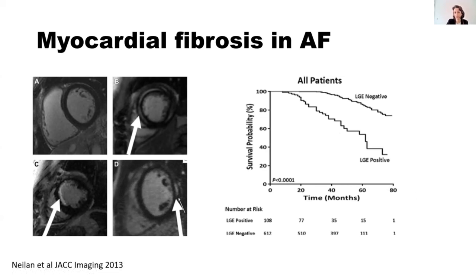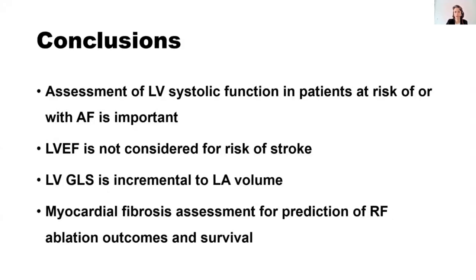So it is important as well to understand what are the structural changes that lead to a functional abnormality in patients with atrial fibrillation. So with this, I conclude that the assessment of left ventricular systolic function in patients at risk or with atrial fibrillation is important. We focus very much on the left atrium, but we don't have to forget that the left ventricle is sometimes one of the main causes to alter the left atrium.